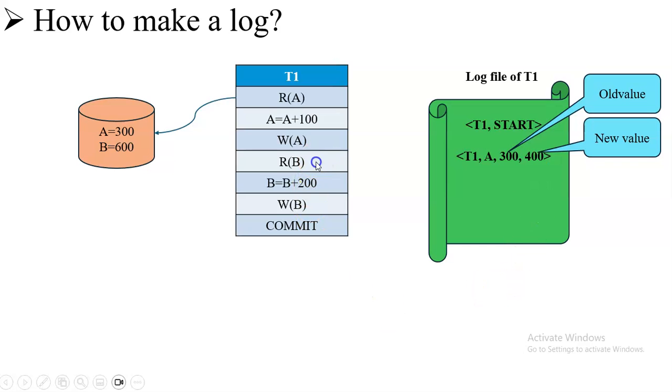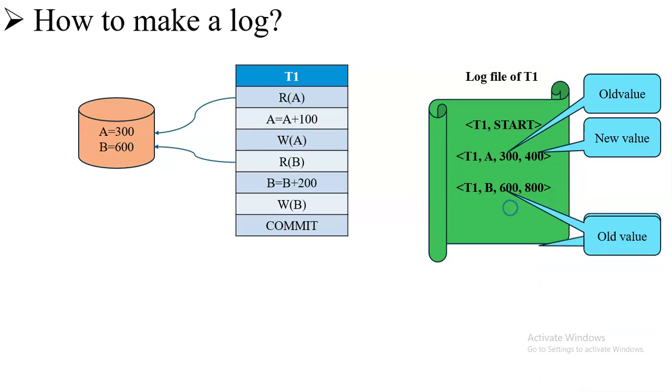Then comes the next task, that is read of B. Then again B is equal to B plus 200, that is, the initial value is 600, and adding 200 gives 800. So what is maintained again? T1, the data variable on which T1 is operating is B, the old value is 600 and the new value after adding 200 is 800. So this is how it is maintained in the log file.